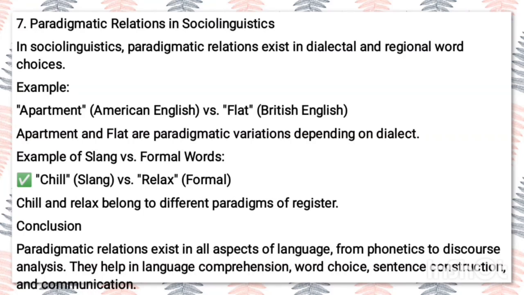Next one is paradigmatic relations in sociolinguistics. In sociolinguistics, paradigmatic relations reflect variation in language based on social group, region or register. For example, dialectal variation: American English apartment, British English flat. Apartment and flat are paradigmatic variation for the same concept depending on dialect. For example, slang versus formal words. Slang: chill, that is informal. Formal: relax. Chill and relax belong to different paradigms of register, one being more informal and the other more formal.